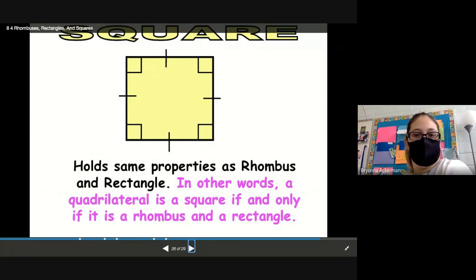So since a square holds the properties of a rhombus and a rectangle, you can say that the quadrilateral is a square if and only if it's a rhombus and a rectangle at the same time. Right?